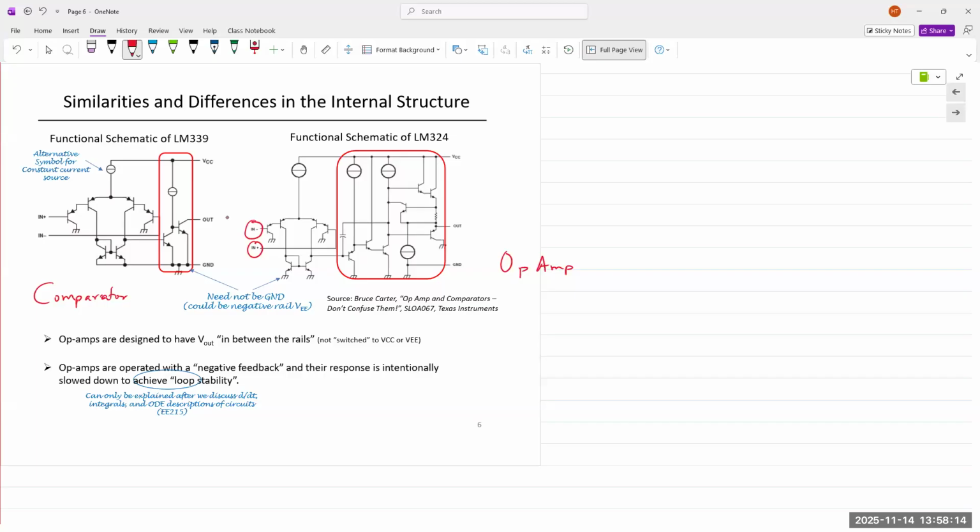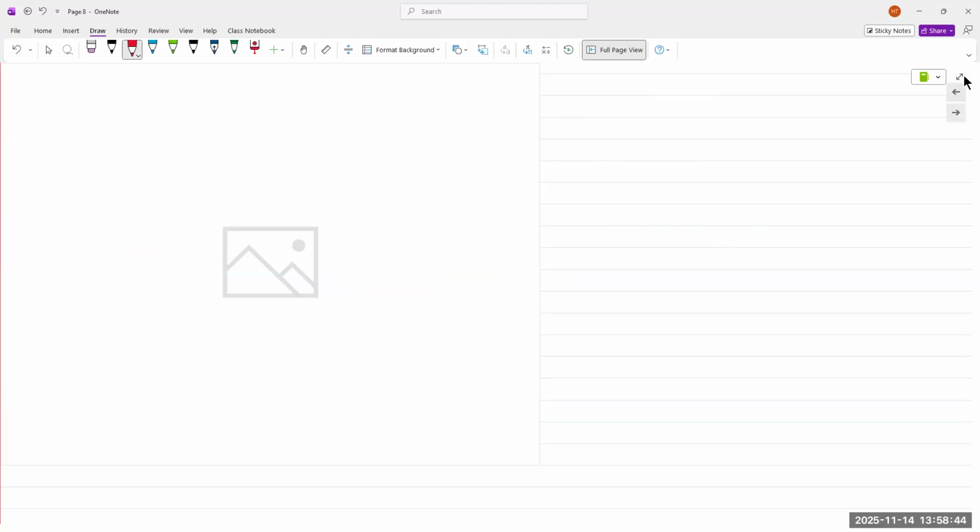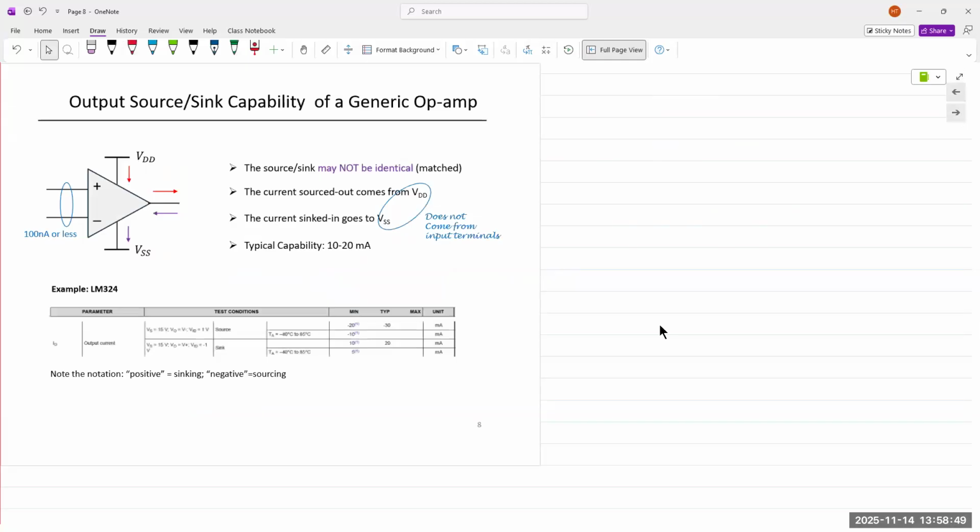Positive feedback reinforces, whereas negative feedback reduces. Okay, so for amplification, we use negative feedback. Positive feedback is used when we want to design oscillators. Oscillator circuits use positive feedback. Okay. So again, here, op amps use negative feedback. We want to intentionally reduce the input. Okay.